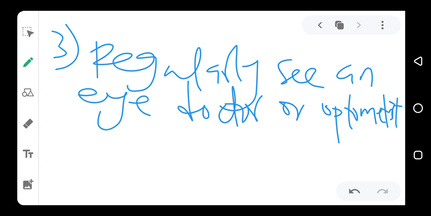An eye doctor, or optometrist. An optometrist is a scientist that takes care of the eye.